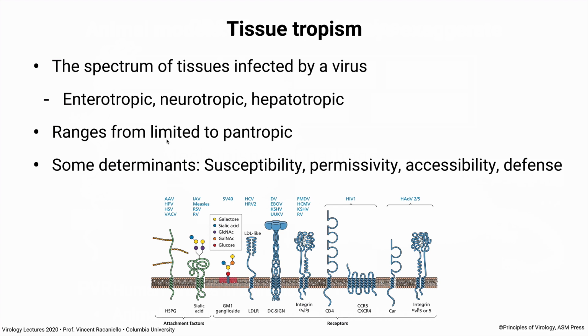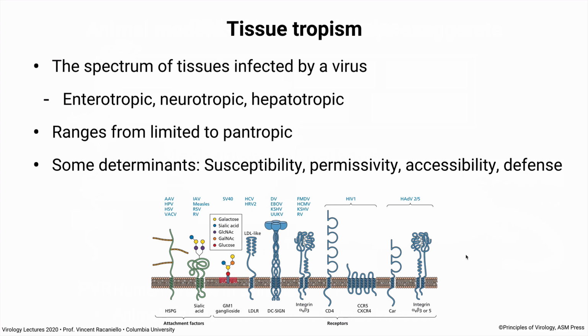The tropism can range from limited, so we could have a strictly neurotropic virus, to pantropic, where the virus infects many, many different tissues. And one of the goals of studying viruses is to understand what are the determinants of tissue tropism. And that way we can understand what restricts viruses and maybe use that in some useful therapeutic way. And some of the determinants that we've learned over the years that control the tropism of a virus include susceptibility, whether there's a receptor for the virus on the cell surface.